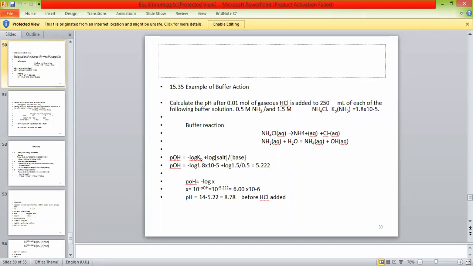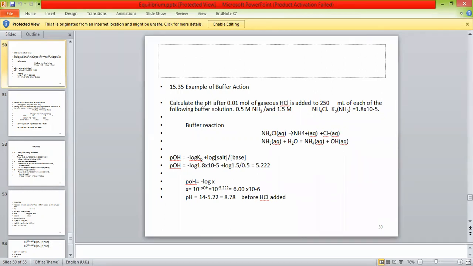So that one was straightforward. Usually what they're going to ask you is this: calculate the pH after 0.01 moles of gaseous HCl is added to 20 mL of each of the following solutions. So, 0.5 ammonia and 1.5 ammonium chloride. They've given you the Kb for ammonia there.